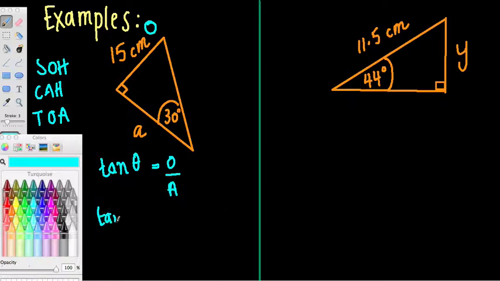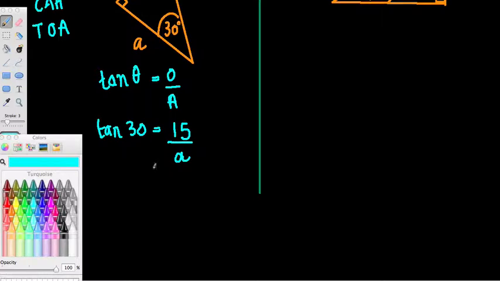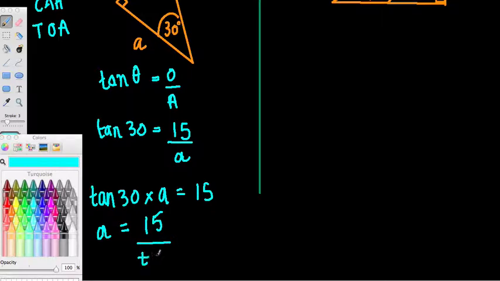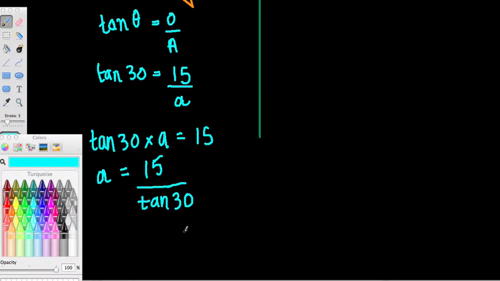Second step, we're going to solve just like we have done previously. 15 is the opposite side, A is the adjacent side. And now, finally, tan 30 times A equals 15. Therefore, A is equal to 15 over tan 30. Pop that into your calculator. And what we can do is we'll round off to 2 decimal places, I think would be good. So 15 over tan 30, I've got 25.98.